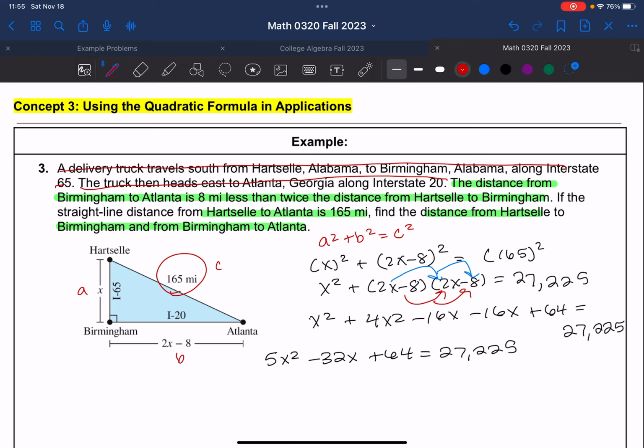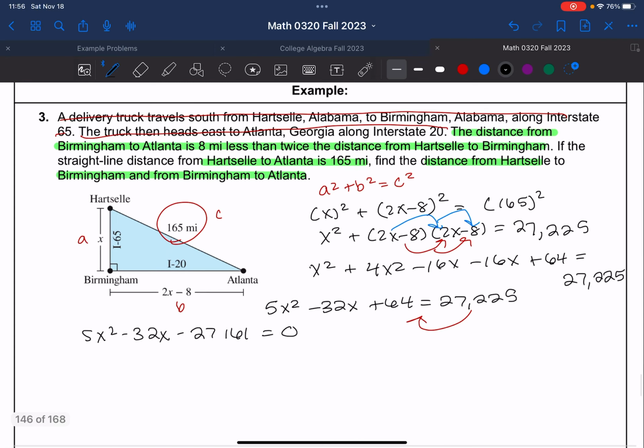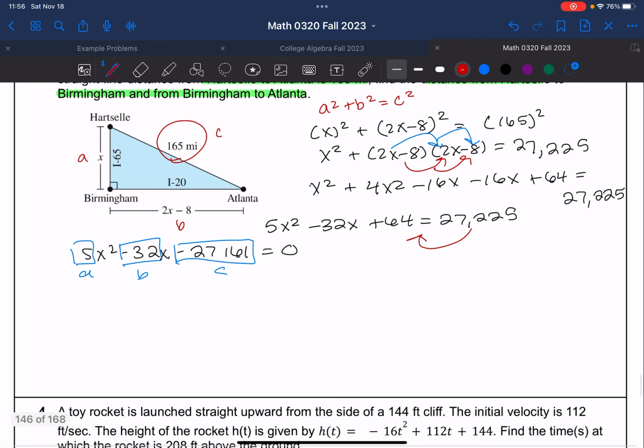So I'm going to be moving this 27,000 over. So I have 5x squared minus 32x minus 27,161 equals 0. That's me subtracting that number from 64. Now I can label every part, my A, B, and C value, and plug it into my quadratic equation.